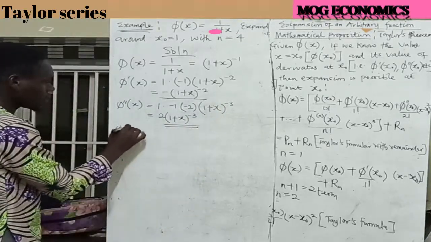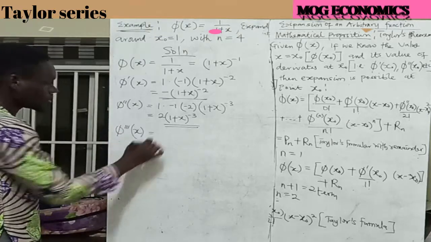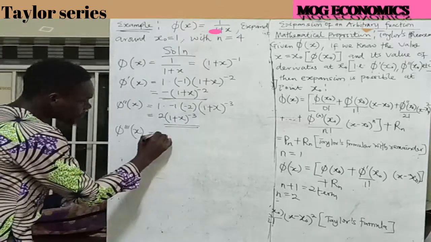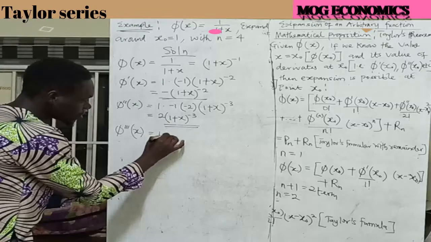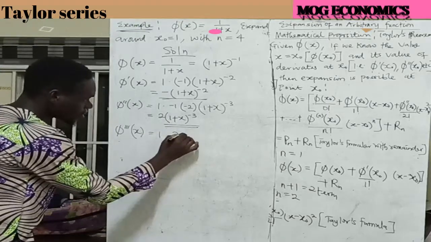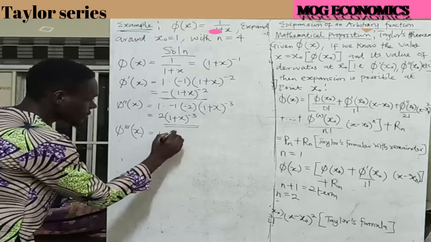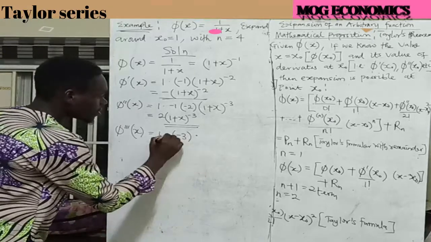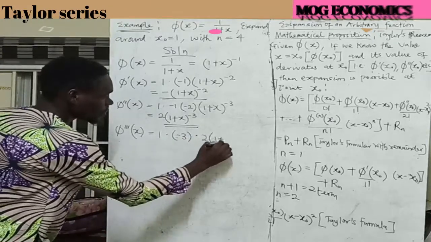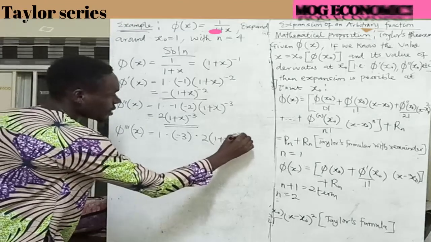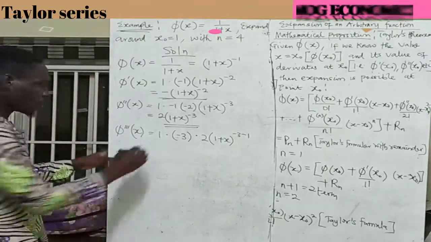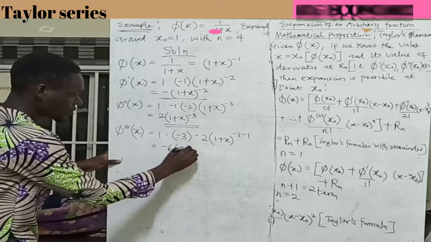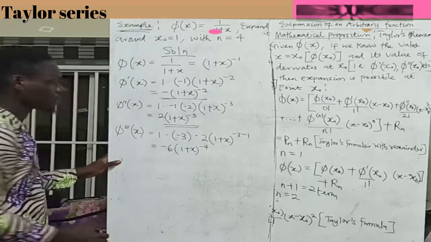Now, the third order differentiation, so again we are differentiating this. So we have minus 3, 1 plus x raised to the power of minus 3 minus 1. So we have minus 6, 1 plus x raised to the power of minus 4.